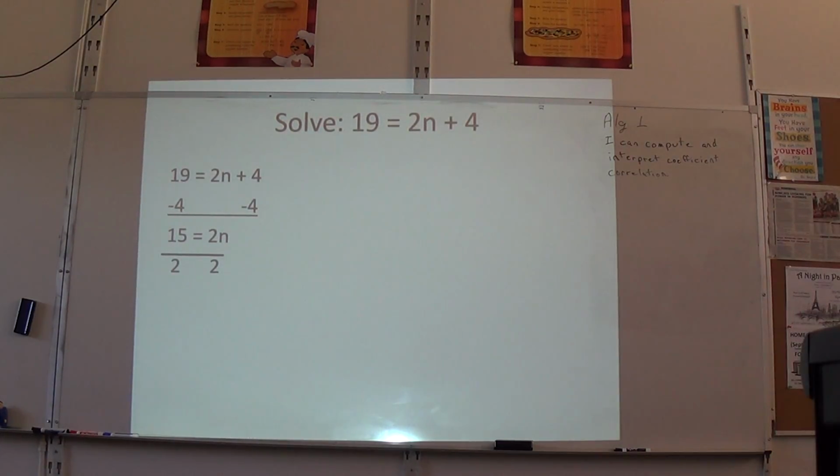I'm going to use 2 because that's the coefficient on my variable. That's what I always want to divide by because that gets rid of the coefficient. It puts the variable by itself, which gives me 15 halves equals n. Or if you converted that to a decimal, it would be 7.5.